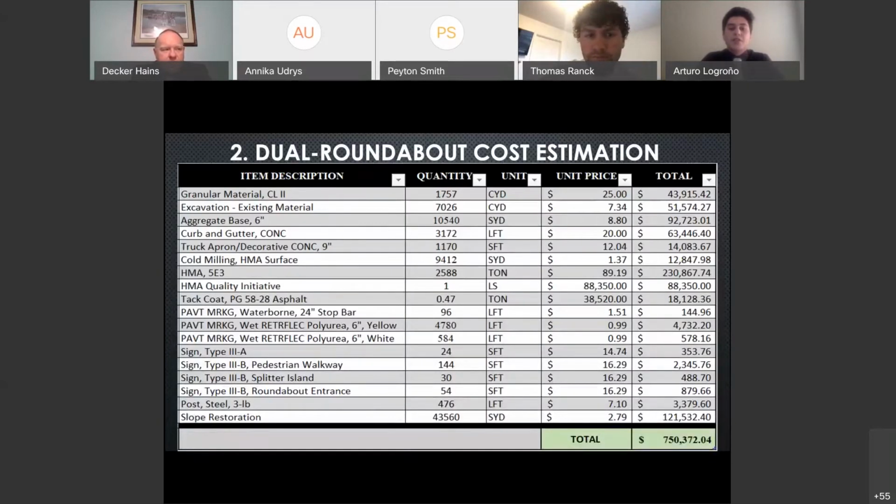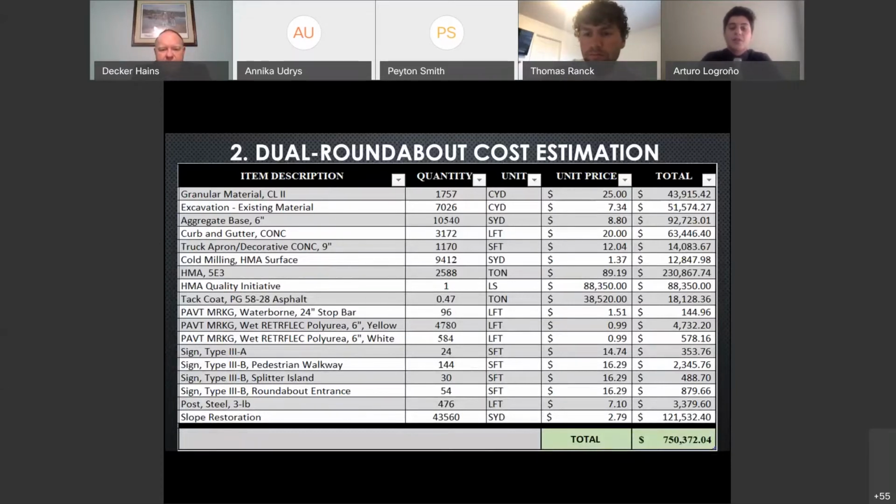A rough estimation of the dual roundabout was performed to complement the schematic design. Here we can see all the item descriptions that are needed in order to construct both roundabouts. The unit prices were taken from an average price breakdown from MDOT done in 2020.